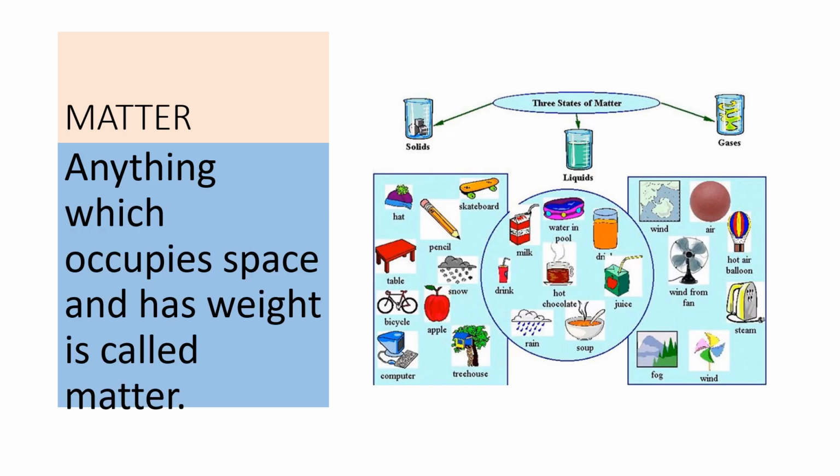If you look around, you will see different things like tables, chairs, bags, etc. These things may differ in shape and size, but they have two things in common. They all occupy space and have some weight. Anything that occupies space and has weight is called matter.